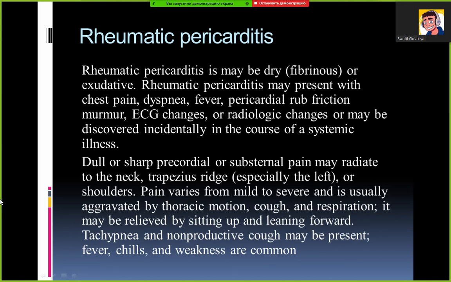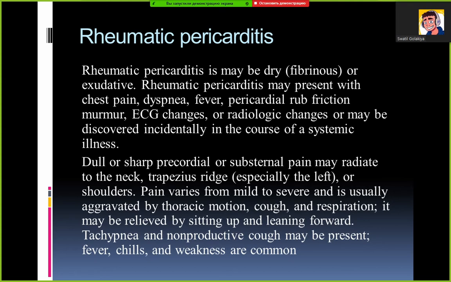Rheumatic pericarditis may be dry, fibrinous or exudative. Rheumatic pericarditis may present with chest pain, dyspnea, fever, pericardial friction murmur, ECG changes or radiological changes, or may be discovered incidentally in the course of a systemic illness.